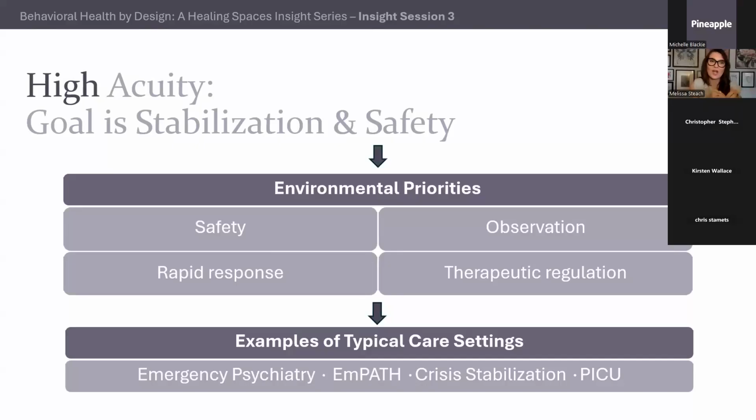Importantly, those environments should help regulate the nervous system rather than unintentionally activating it. The environment itself becomes part of the de-escalation process here.